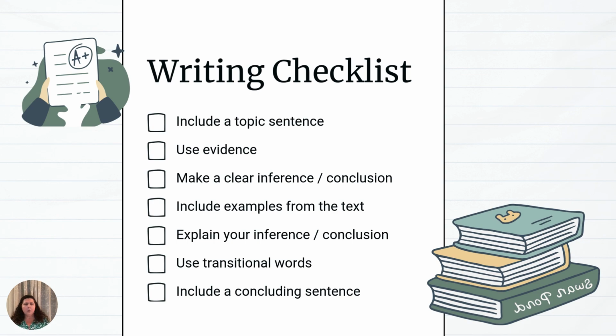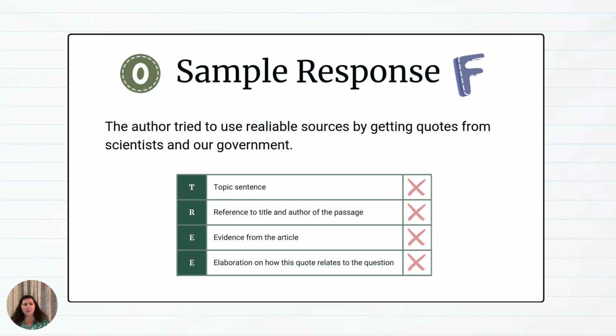Well, sometimes we can have all of our best efforts and still be given a question where we really don't know how to respond. And sometimes we might turn in an answer that looks like this. And we might get a grade that's an F and really start to wonder, what did I do wrong? This is an actual example I got from a student for the topic I've been sharing throughout this series. The student had written, the author tried to use reliable sources by getting quotes from scientists and our government. And the student came back to me and said, but I have a sentence, that's my response.